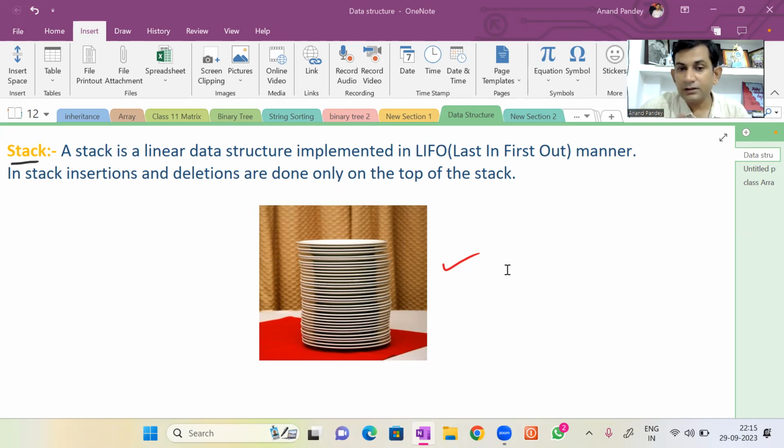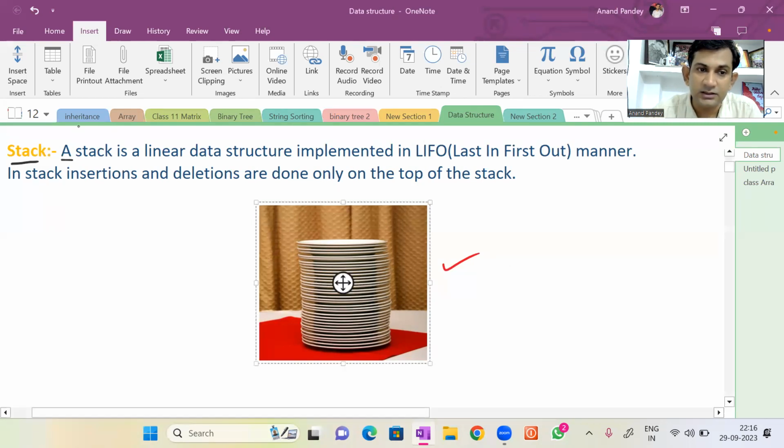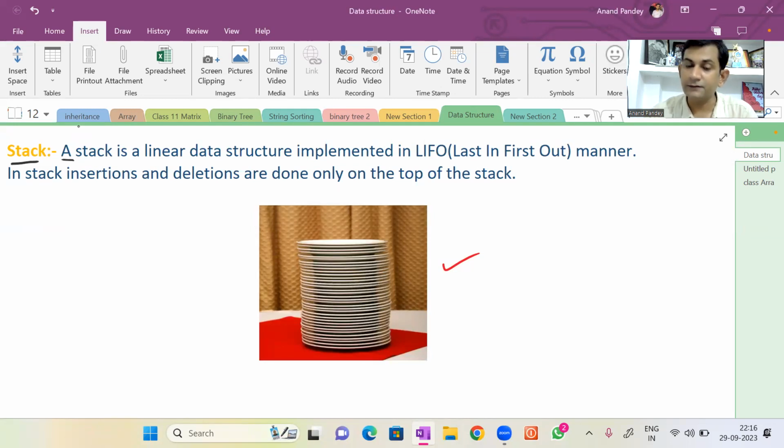In this stack, the plate which has been put at the last will be used first. The plate which has been put at the last will be used first. जो plate सबसे last में रखी गई है, वो सबसे पहले use होगी. Last in, first out. As you see in the definition, a stack is a linear data structure implemented in LIFO manner, last in, first out manner. So this is the example of stack. The plate which has been inserted at last will be used first, last in, first out.